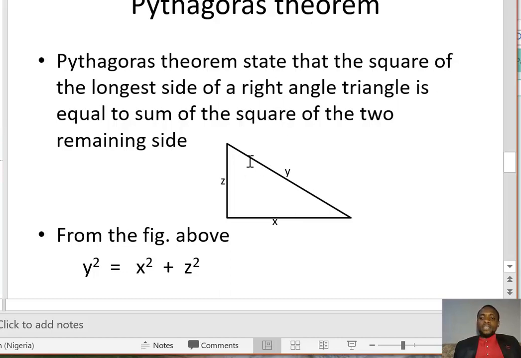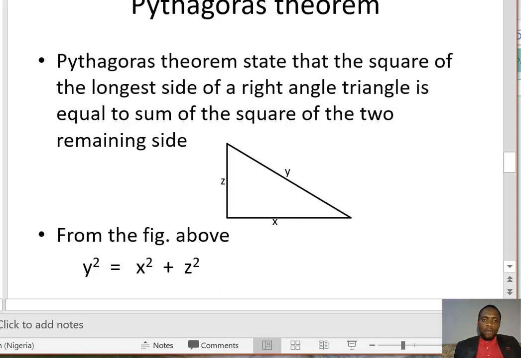So when you have this diagram, the hypotenuse side is y, which is the longest side. The z and x are the other two sides. So the square of y will be equal to the sum of the square of z plus the square of x. So that is how we have y squared equals x squared plus z squared. That is Pythagoras theorem.